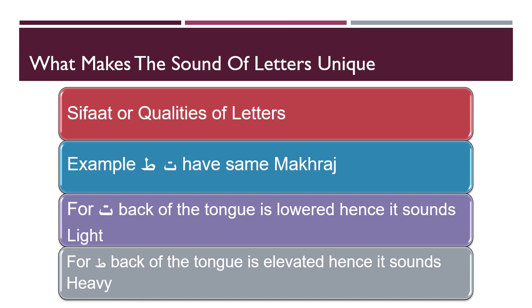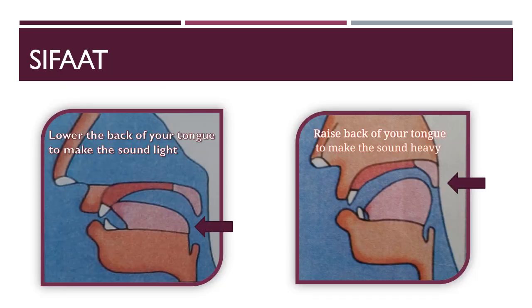That's because the characteristic of the first letter is to keep the tongue lowered, hence it's pronounced light. Whereas for the other letter, its quality is to keep the tongue elevated when we pronounce it, hence it sounds heavy. The tip to make a letter heavy is to raise the back of the tongue and touch it to the roof of the mouth. And to make a letter light, all you have to do is keep the back of the tongue lowered. Then the sound will become light.